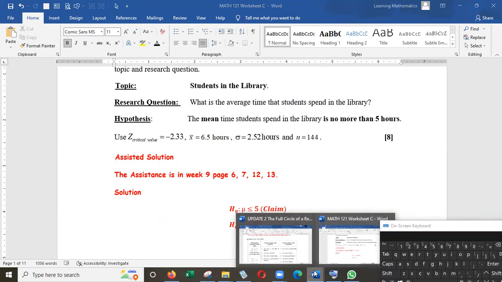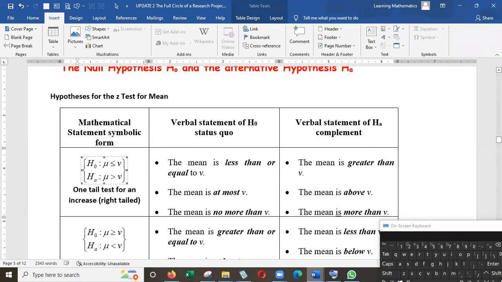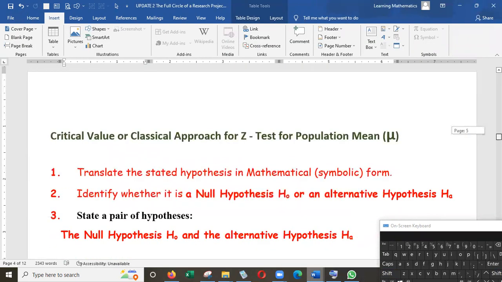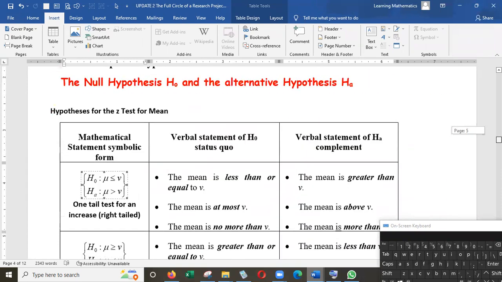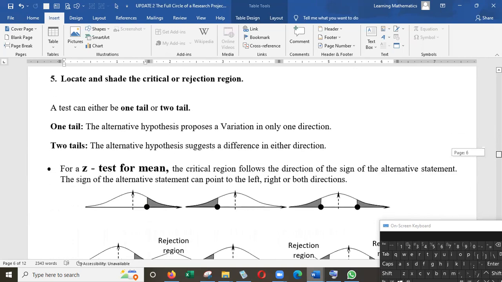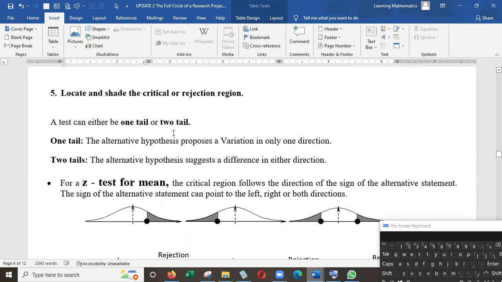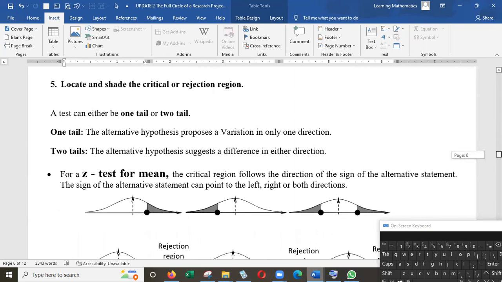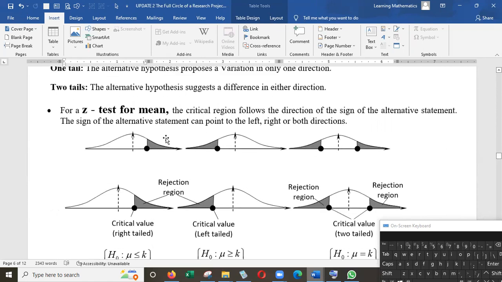So the next steps that we have to do now, we have our pair of hypotheses. We have translated to symbolic form, completed the pair. So what we're missing to do now is to sketch the distribution curve, and then locate and shade the critical region. Okay, a test can either be one tail or two tail. How do we know? We have to focus on the alternative symbol. As you see, for the z-test for mean, the critical region follows the direction of the sign of the alternative statement. Okay, the sign of the alternative statement can point to the left, to the right, or both directions.